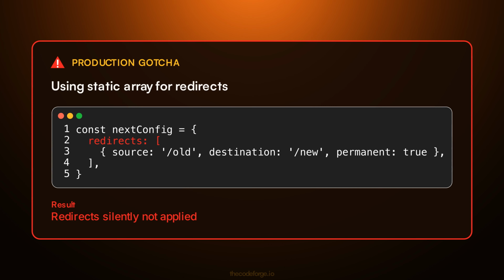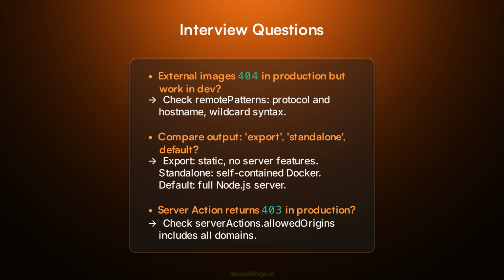Let's run through some common interview questions. External images 404 in production but work in dev? Check remotePatterns, protocol and hostname wildcard syntax. Compare output: export, standalone, default. Export is static, with no server features. Standalone is self-contained, for Docker. Default is a full Node.js server. Server action returns 403 in production? Check serverActions allowedOrigins includes all domains.